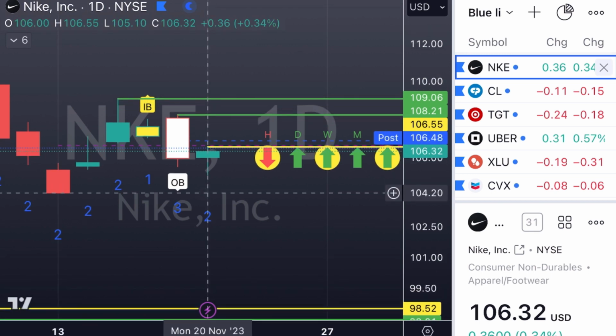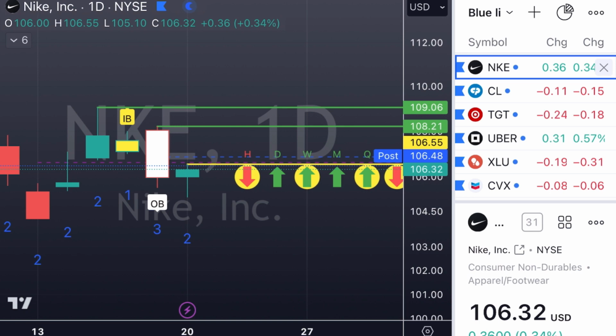So let's look at Nike as the first ticker symbol. And these are in no specific order. I do give the gold members the top 5 from these lists every day.